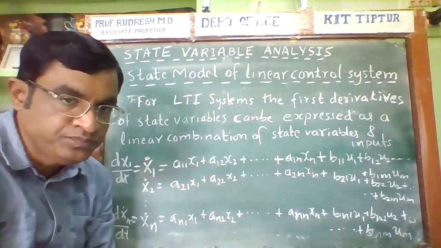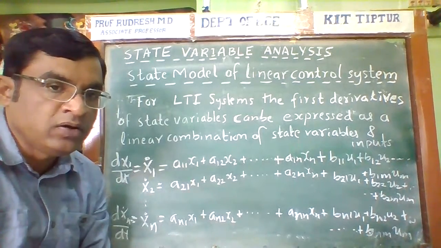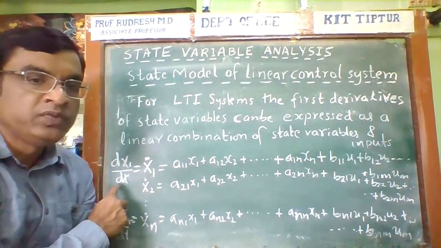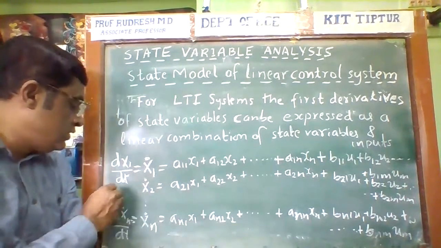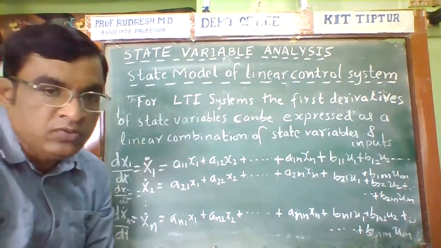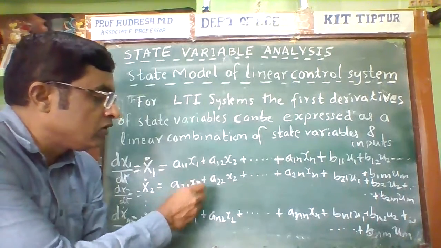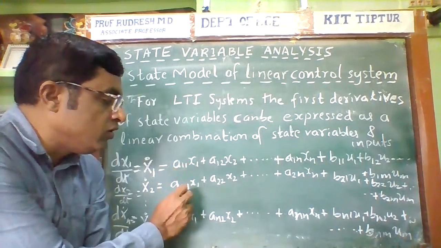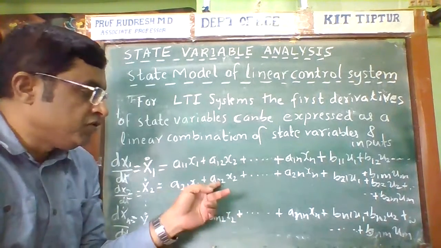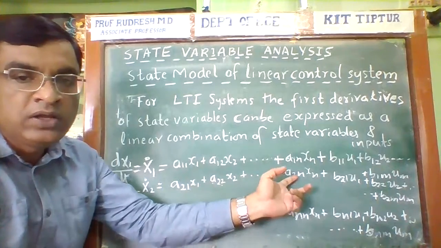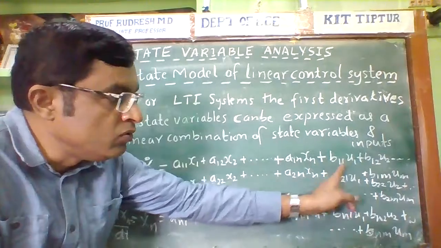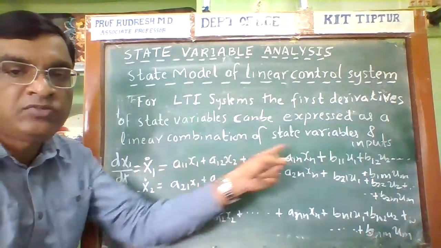Second, I want to derive the second row. So x2 dot, dx2 by dt, is equal to a21 into x1. Here these are the coefficients: second row, first element; second row, second element, into x2; plus, similarly, the second row nth element into xn, plus b2m into um. We get Ax plus Bu form.